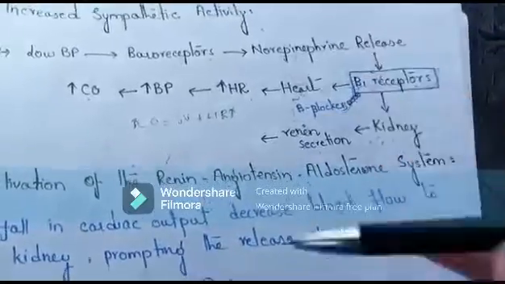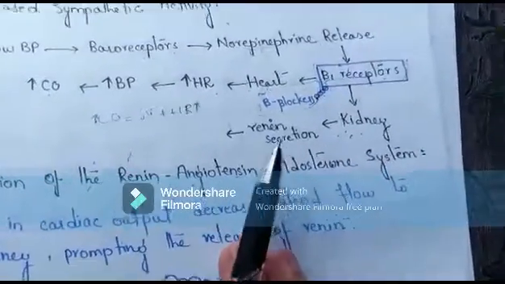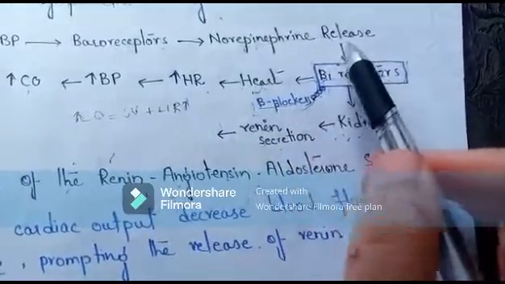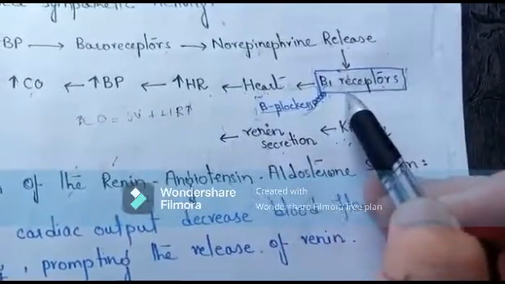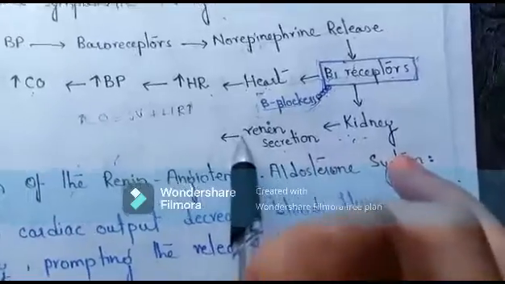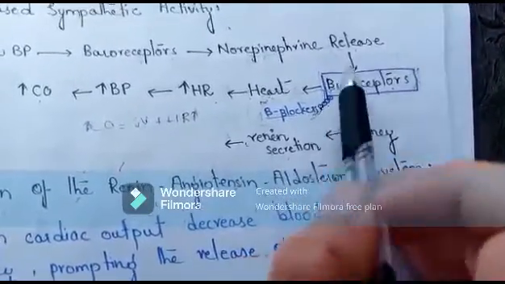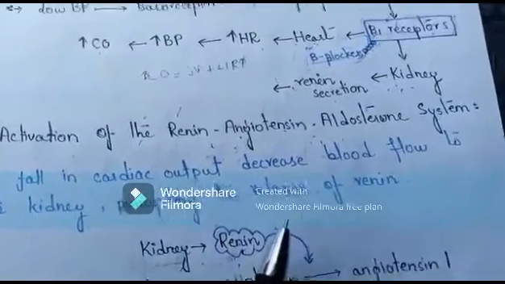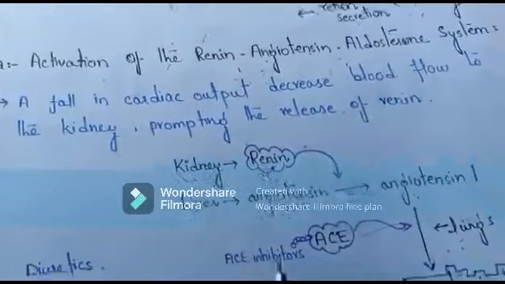Now we are going to stop these two mechanisms. And how are we going to stop this? If we give the beta blocker, the norepinephrine will not bind to the beta 1 receptor, and this whole mechanism will stop. So the beta blocker is there to treat heart failure. The name of the drug, we are going to learn in our next video.